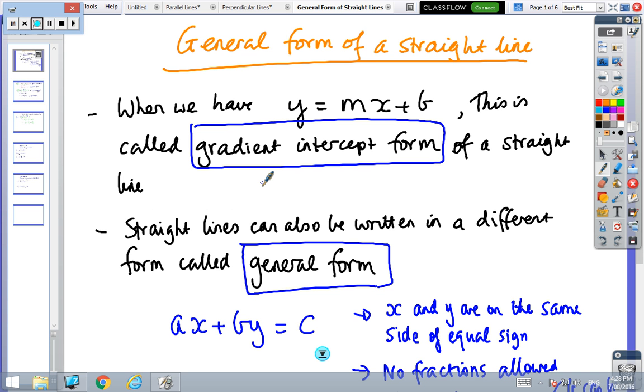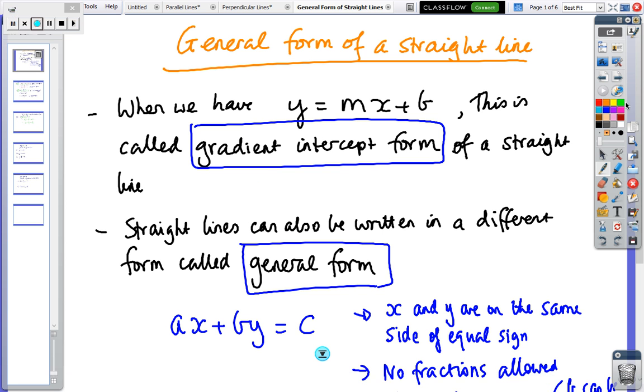Okay, so we're looking at the general form of a straight line. So far you've been having your answers as y equals mx plus b. m is the gradient, don't forget, and b is the y-intercept. That's called gradient intercept form of a straight line.